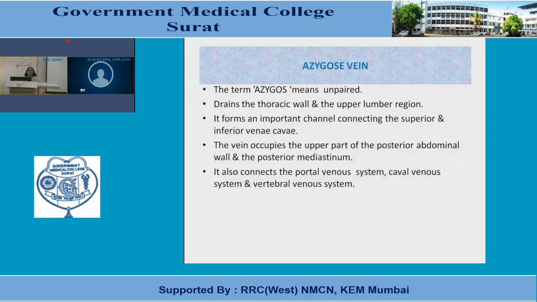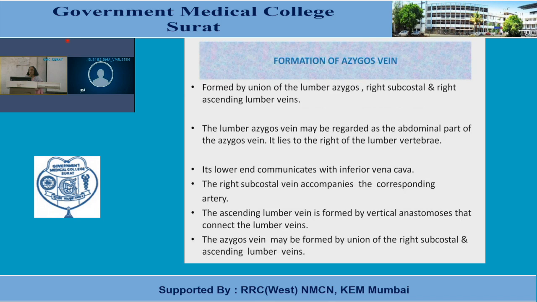Now, the second topic in the thoracic wall: that is the azygous vein. What is the meaning of azygous? It means unpaired. What does it drain? It drains the thoracic wall and the upper lumbar region. It forms an important channel in the diagram. So this is about the azygous vein.